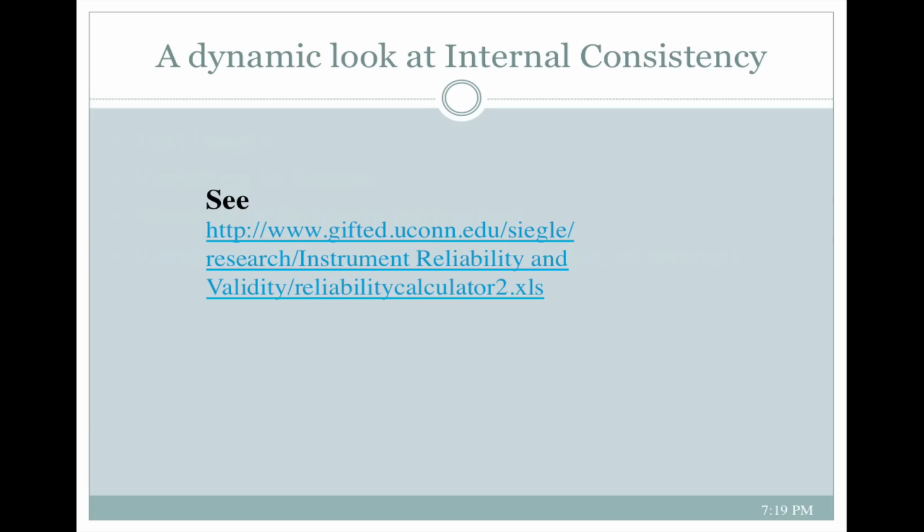We can also take a dynamic look at internal consistency, and this is an active link in the PDF that's attached to this video lecture on the Blackboard site. If you click on this, it will download this reliability calculator. And I've got a separate piece that shows a more dynamic look at this. If you look at the old video on reliability, it takes you through several examples of how to use this calculator to manipulate the variables of the number of questions and the number of students and see how that influences the reliability.